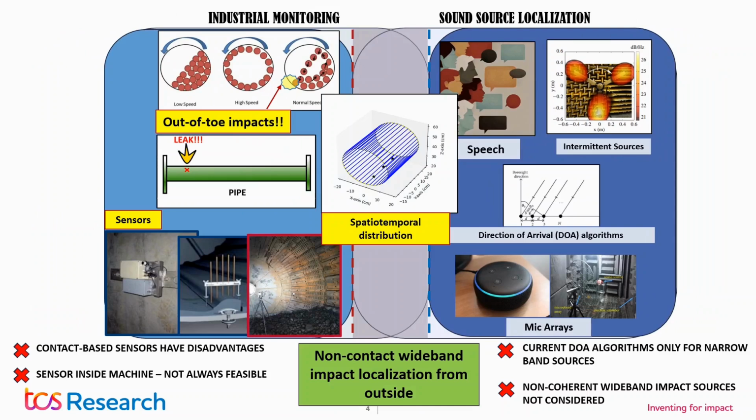So the end objective will be to come up with an algorithm that takes care of non-contact wideband impact sounds, and we want to do a localization in 2D space: where is the sound coming from? So the end objective for a ball mill, a cylindrical structure, would be to come up with this sort of image that gives you, okay, these are the hot spots, like the black stars I'm showing.